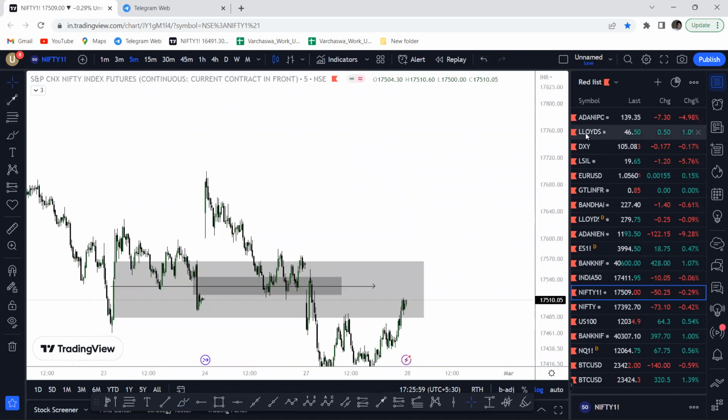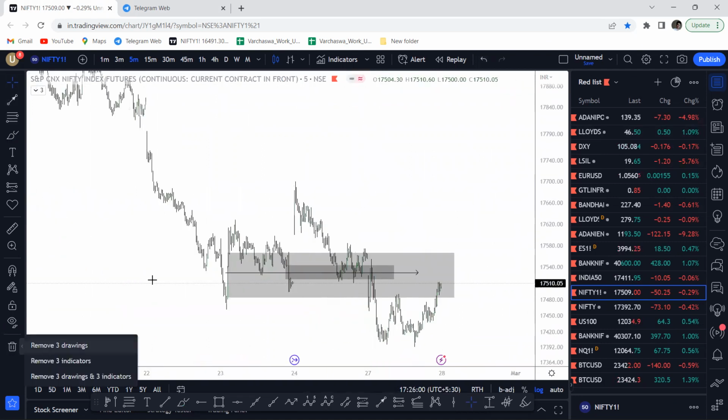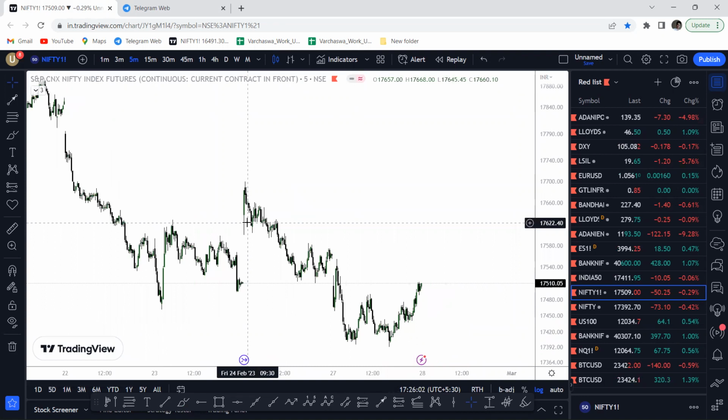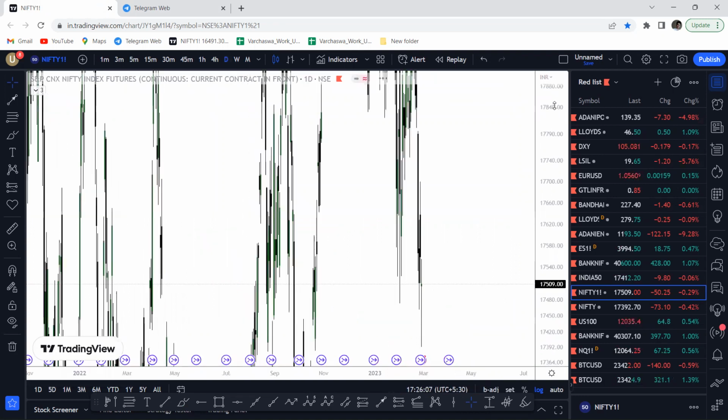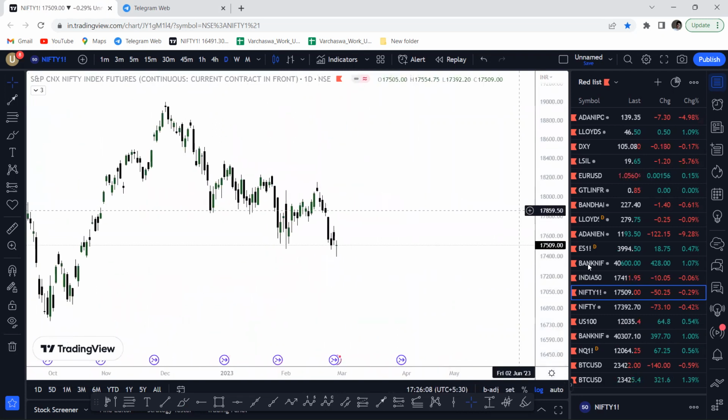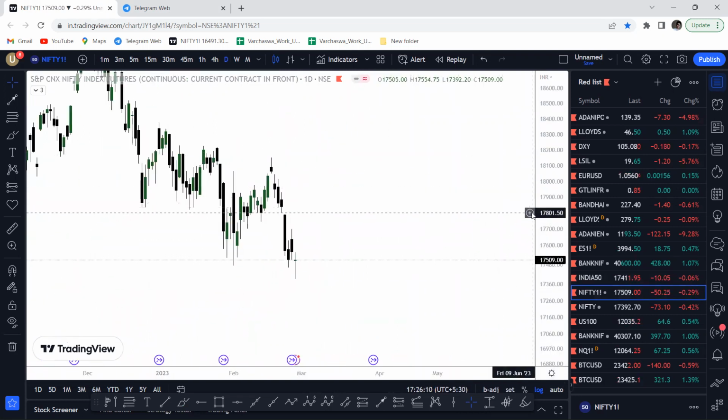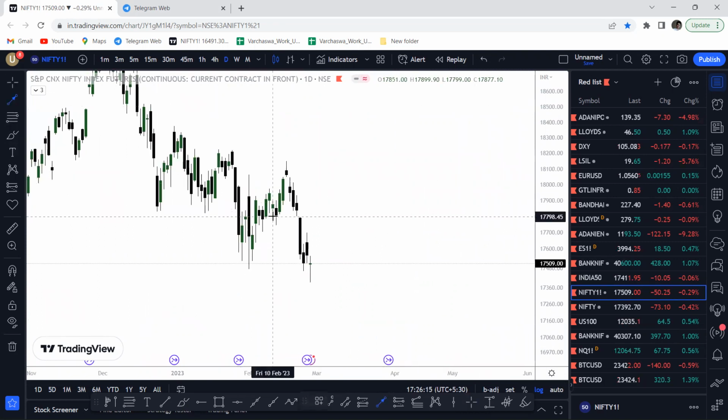Now, how do you identify an area of equilibrium? So for this, you need to know what you're doing every single day. So I'll show you on daily time frame. A lot of people aren't aware of this, but 17,800 is actually acting as an equilibrium for a very long time. 17,800 is probably right here.